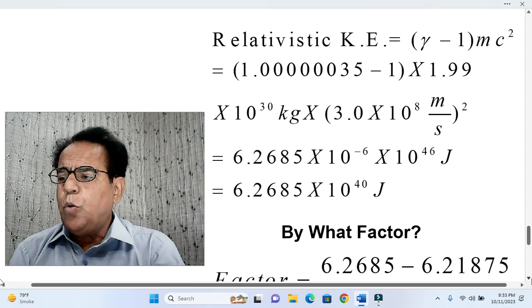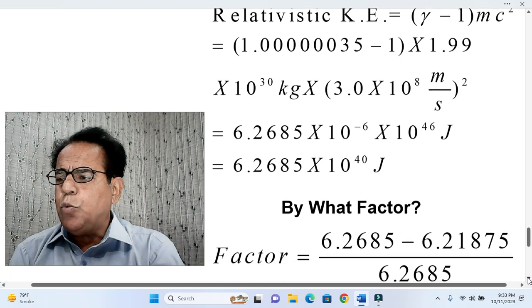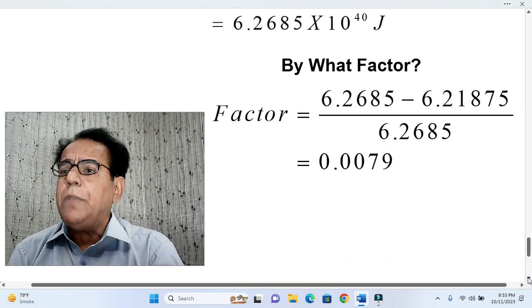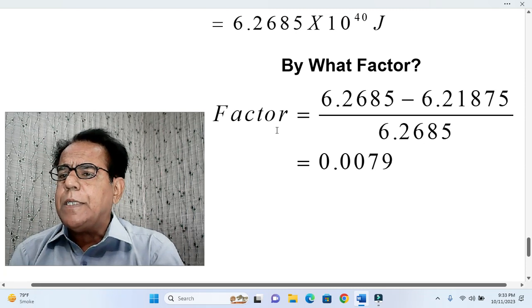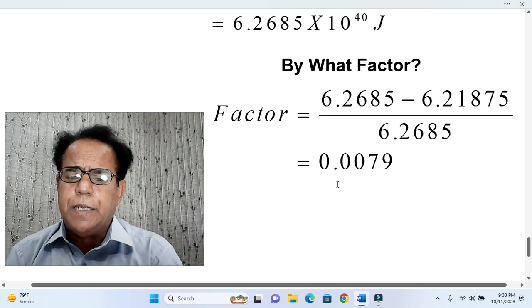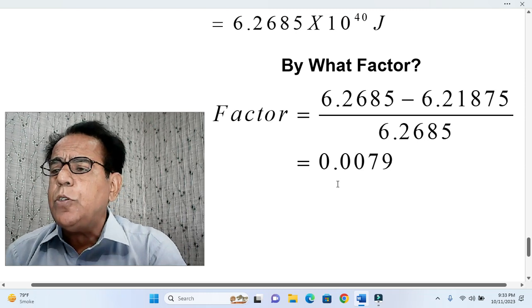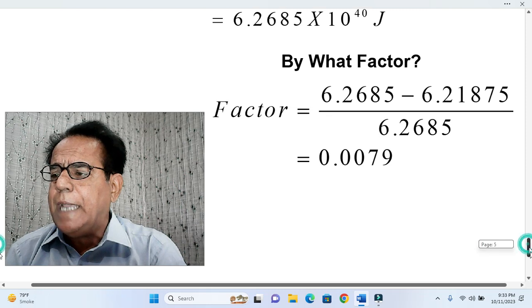Now we come towards the question, by what factor. Factor becomes equal to relativistic value minus Newtonian value divided by relativistic value, and our factor becomes finally equal to 0.0079. And this is the end of our problem.